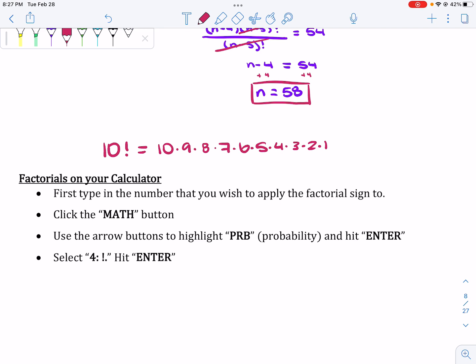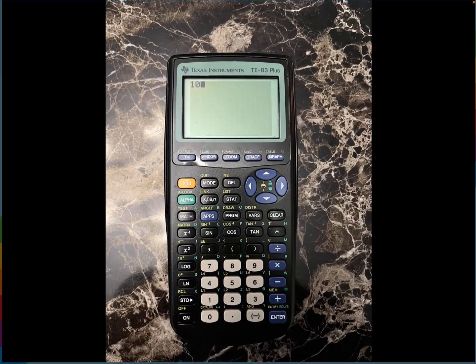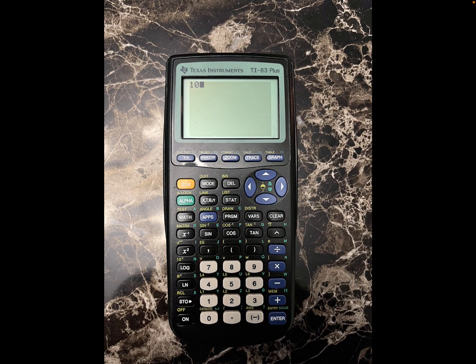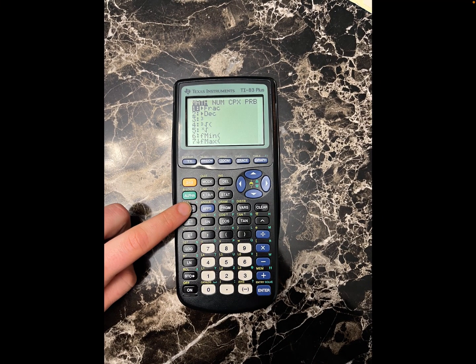So, the first things first is you are going to type in that number that comes before the factorial sign. So in our case, I'd like you to type in 10 into your calculator. It should look like this. Oh, so beautiful. Okay, your next job is you are going to hit the math button. The math button is located where my finger is in this photo. When you hit the math button, this screen will pop up.